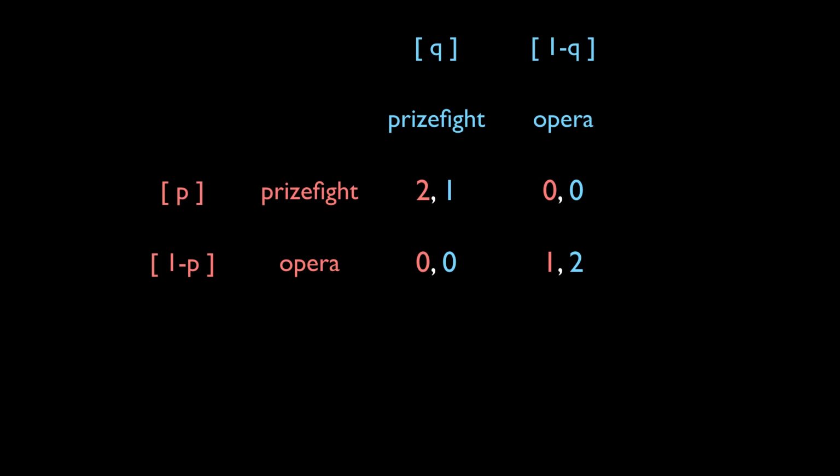If 2 plays opera, 2 is getting 0 with probability what? P. And then getting the 2 with probability 1 minus P. This number is what? 2 minus P. How do I find the switchover probability? I set them equal. So I get 3P equals 2. P equals 2/3.